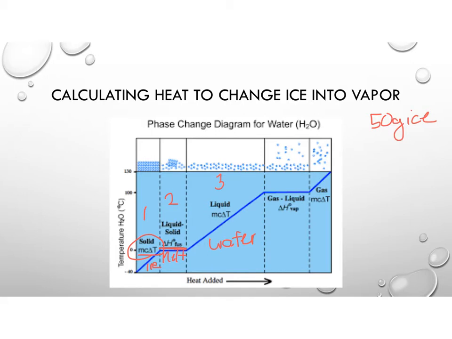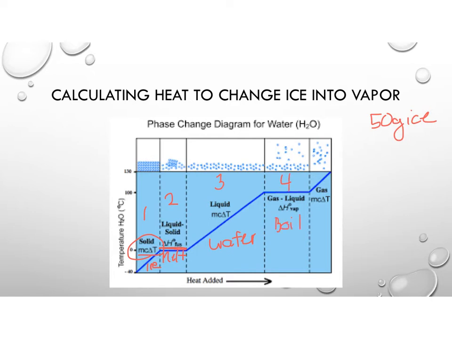So to get the heat to raise the temperature of that water, that 100 degrees, I would take the 50 grams of our sample again, times the specific heat of water, 4.18 joules per gram degree Celsius, times the 100 degrees increase in temperature, and we would get the amount of heat it took to raise the temperature of that water. In section number 4, we are now starting to boil.